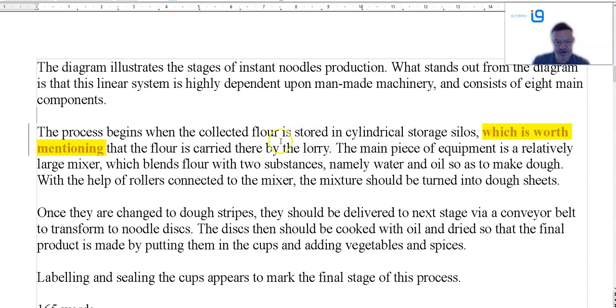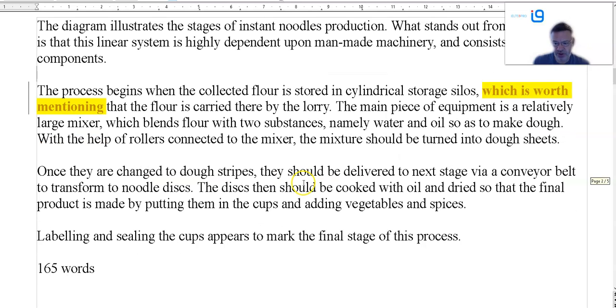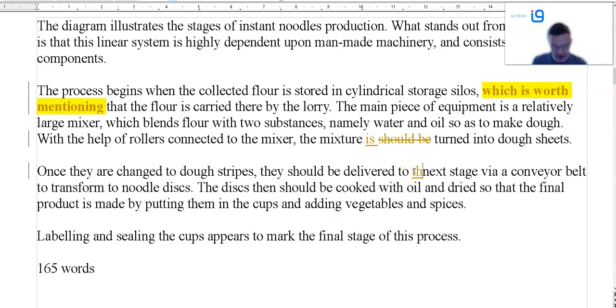Main piece of equipment, relatively large mixer, but the two substances has to make dough. The mixture should be turned. Should be or is? Should means it would be good if you do so, but you don't have to. So is turned into dough sheets. Once they are changed to dough stripes, they should be. Again, what's this modal verb? They should be? You mean they are? Ooh. They should be delivered to the next stage, superlative.